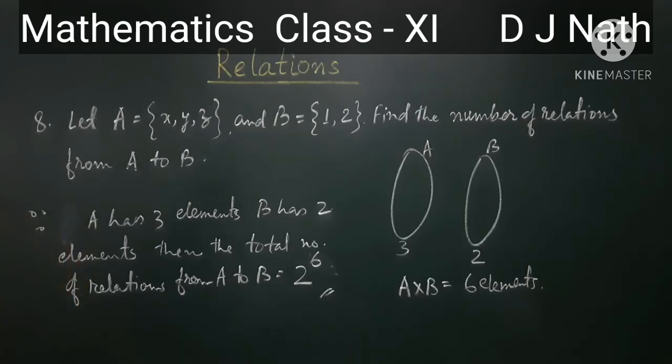And the last question is the relation R. Let R be the relation on Z, meaning integers, defined by R equal to {(a, b): a, b belong to Z and a minus b is an integer}. Find the domain and range. The difference between two integers is always an integer. So the domain will be the integers Z and the range will also be the integers Z. So domain and range both will be the same.